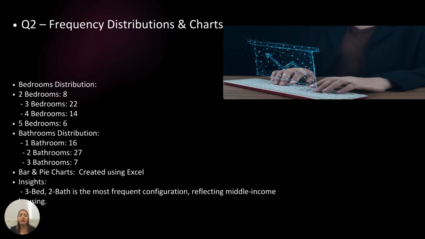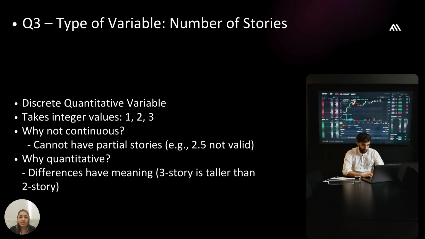Coming up to the next slide, that's question number two. Next, we looked at the frequency of bedrooms and bathrooms in our data set. Bedrooms: most of the homes had three bedrooms, followed by four and then two. Bathrooms: the most common was two bathrooms, and then one and three. We created bar and pie charts in Excel to make these distributions easier to understand visually. This shows that most of the properties in our data set are typical middle income family homes with three bedrooms and two bathrooms.